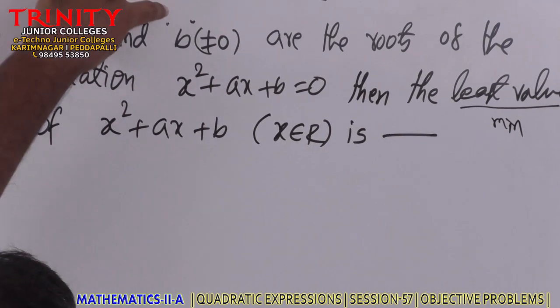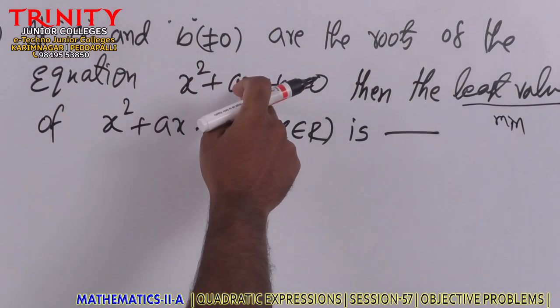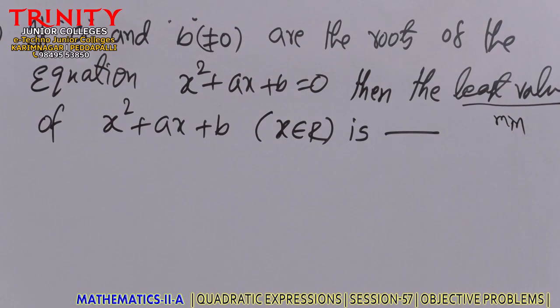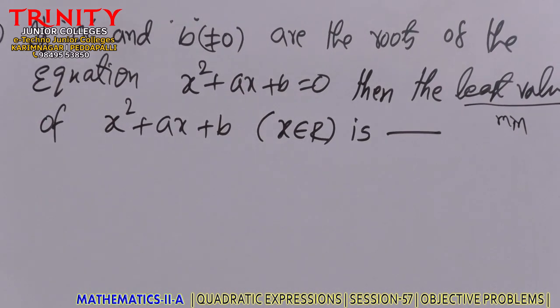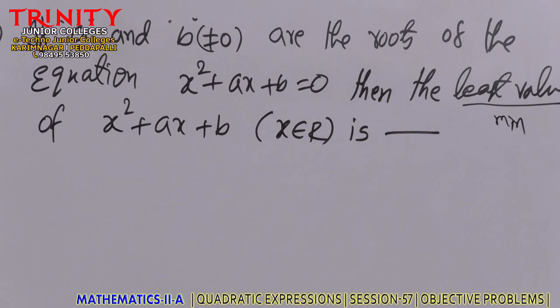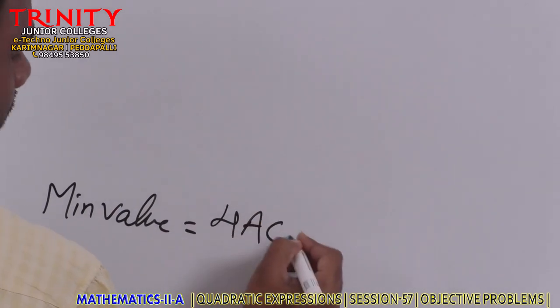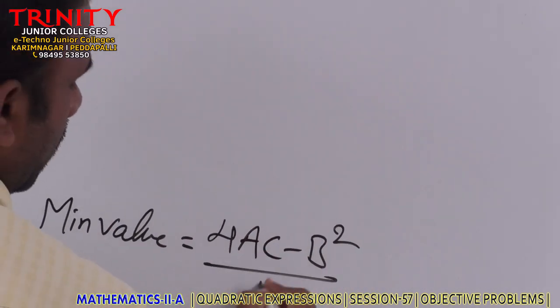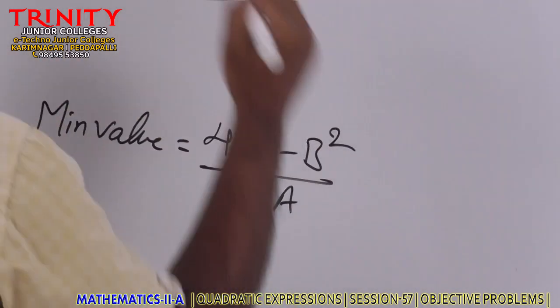Here a and b are the roots of the equation x square plus ax plus b equal to 0. To calculate the minimum value of this quadratic expression, the least value is nothing but the minimum value. Minimum value is equal to, what is the formula we have? 4ac minus b square by 4a.